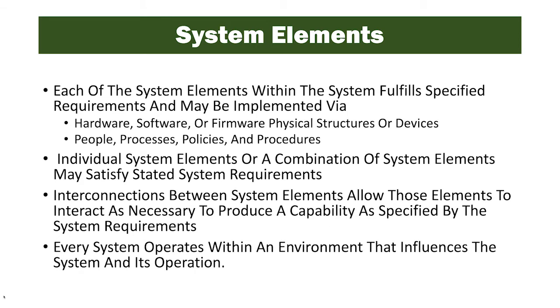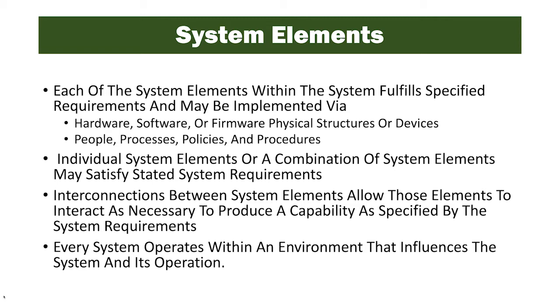Each of the system elements within the system fulfills specified requirements and may be implemented via hardware, software, or firmware, physical structures or devices, or people, processes, policies, and procedures. So we can see it's not only the information system as we think about it in the classical sense, but it's also people, processes, policies, and procedures that make up the information systems. And you'll see that when we go to develop controls, implement controls, and assess controls, they're not all technical. Some of them are related to policies, procedures, and other things beyond just the technical requirements.